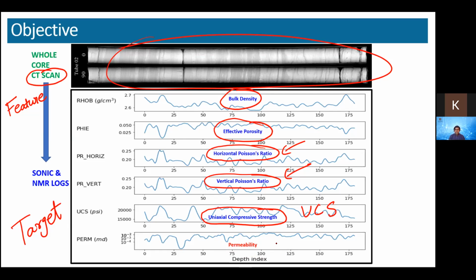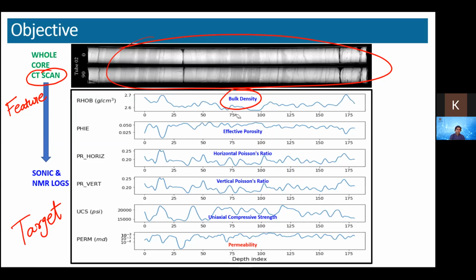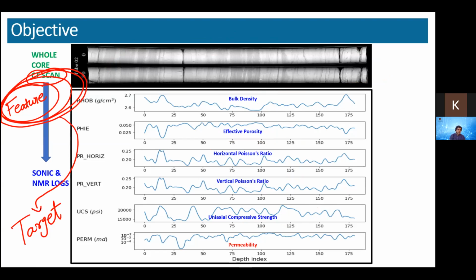But what you'll see is we were able to generate Poisson's ratio and effective porosity, I think, pretty well. Uniaxial compressive strength was difficult to generate. So this entire talk after this is focused on what is the right way of converting the features that you see here, this whole CT scan, to targets. That's the main objective of this entire set of slides.